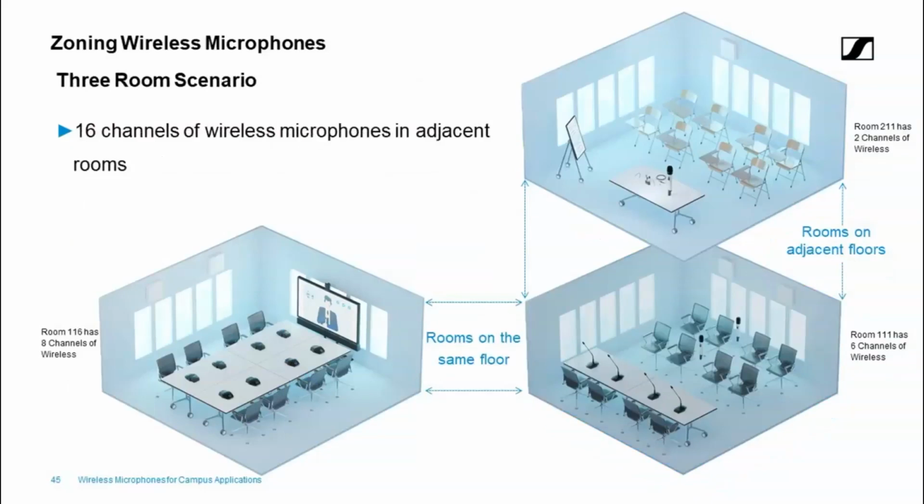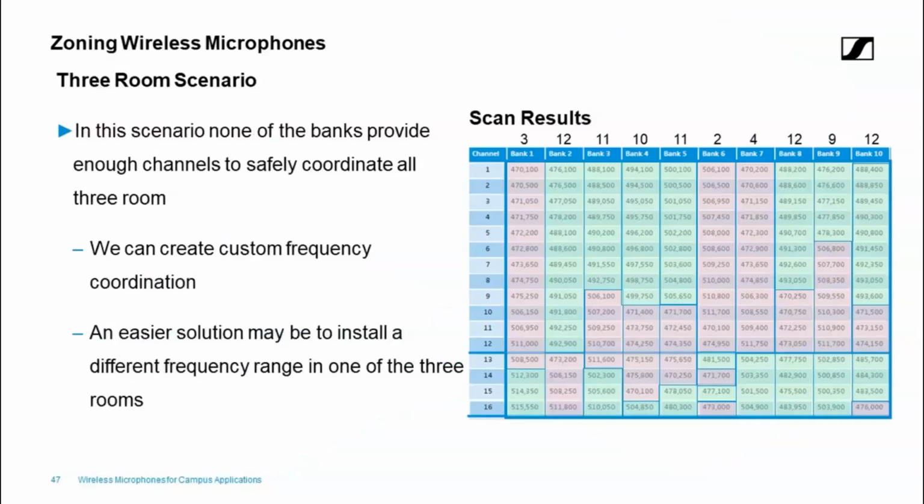So let's add another 8 channels. Now we're going to add another classroom adjacent on the same floor as 111, which needs 8 channels operating. Let's go back to our UHF system. What we find in that scenario is we don't have 16 total channels in any of these banks to make it work. So we could use software like WSM or SIFM to create a custom frequency coordination, which will work pretty well. Or an easier solution might be to find another frequency range that has some space.